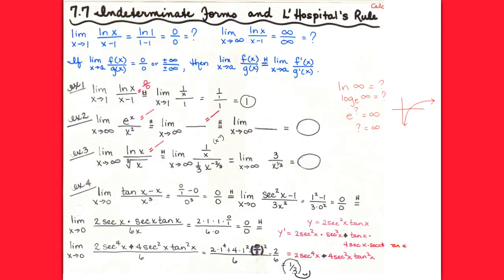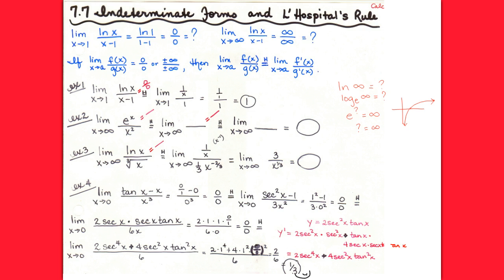Section 7.7 is page 485. We're looking at indeterminate forms and L'Hopital's rule. 7.7 is so ridiculously helpful for us in getting ready for the AP exam because it's going to give us a much easier way to do some of our limits that we have done before. It will give us a way to do some limits that we could not do before.